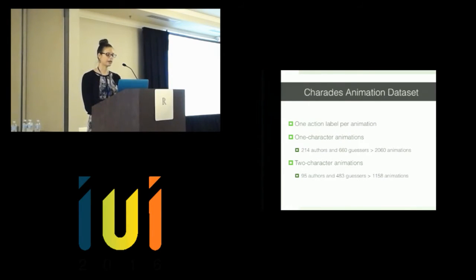So using the Triangle Charades game, we created a data set of animations where each animation corresponds to one single action label. We recruited players via the crowdsourcing platform Crowdflower, and a few additional players came through self-sign-up. In the final data set created by these players, we filtered out animations that took the guessers, on average, more than 3.5 guesses to correctly identify. 3.5 would be random chance. So the final data set included 2,060 animations of one-character actions and 1,158 animations of two-character actions.